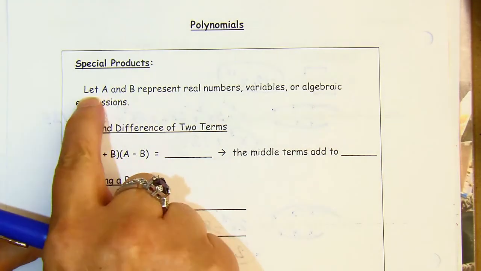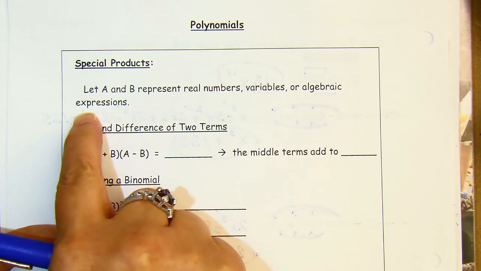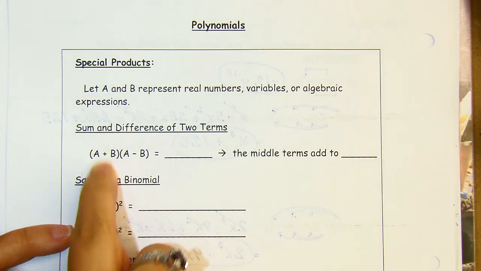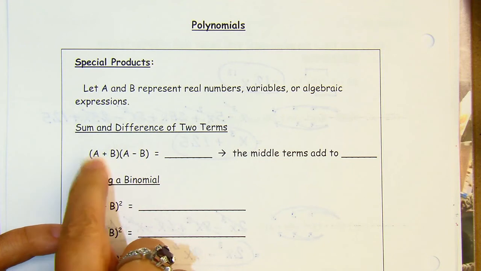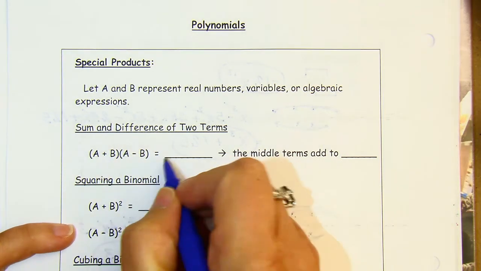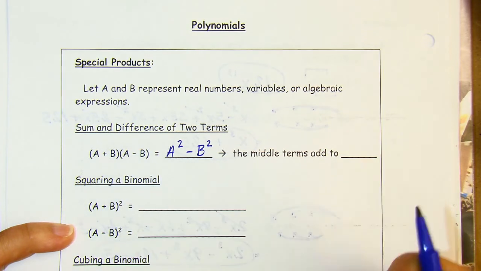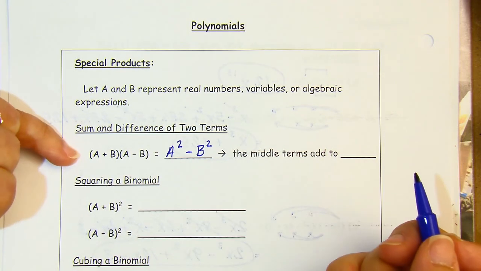Special products. Let A and B represent real numbers, variables, or algebraic expressions. So an algebraic expression could be a quantity like x plus 5. So you're going to let A and B represent either a number, a variable, or an expression. If I am multiplying the sum and the difference of two terms, then the output is always going to be A squared subtract B squared. Remember, this was when we did the things with the radicals. This is multiplying by the conjugate.